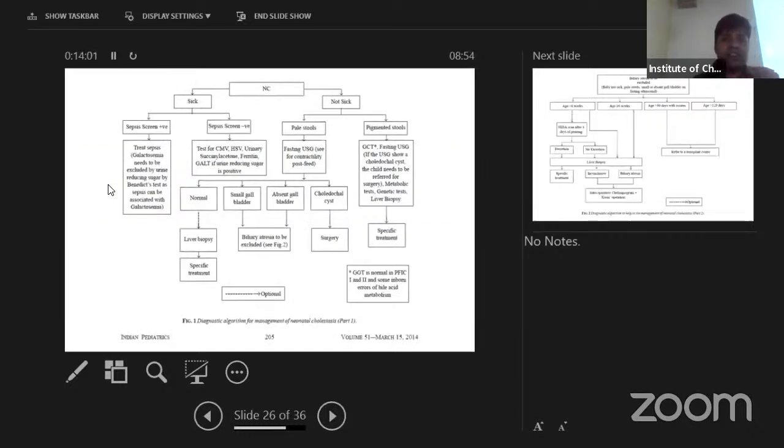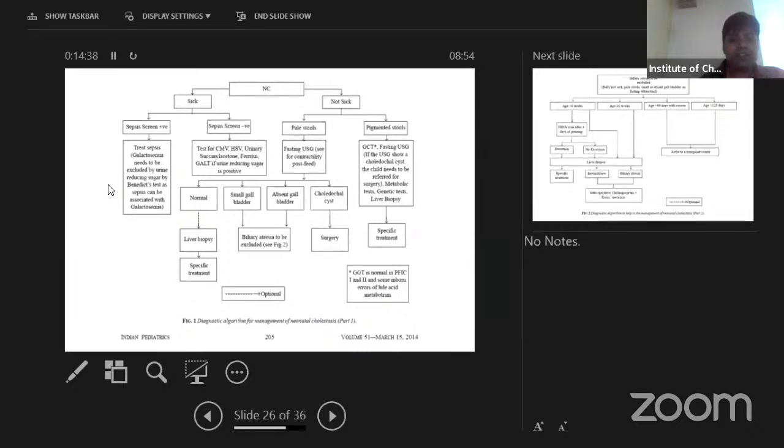Neonatal cholestasis: if the child is sick and sepsis screen is positive, treat sepsis. Galactosemia needs to be excluded by the urine reducing sugar by Benedict test, as sepsis can be associated with galactosemia. If the sepsis screen is negative, test for cytomegalovirus, herpes simplex virus, urinary succinylacetone, ferritin, and GALT if urine reducing sugar is positive.